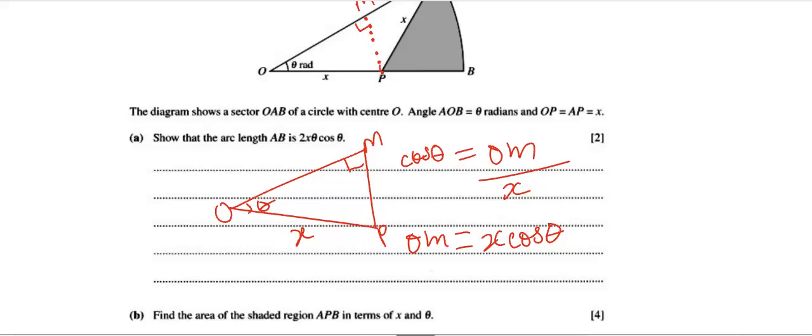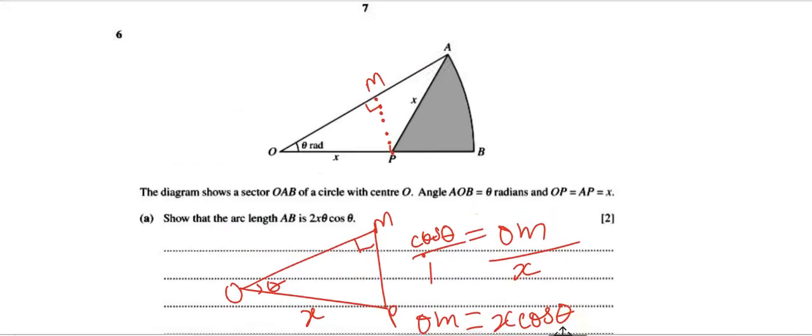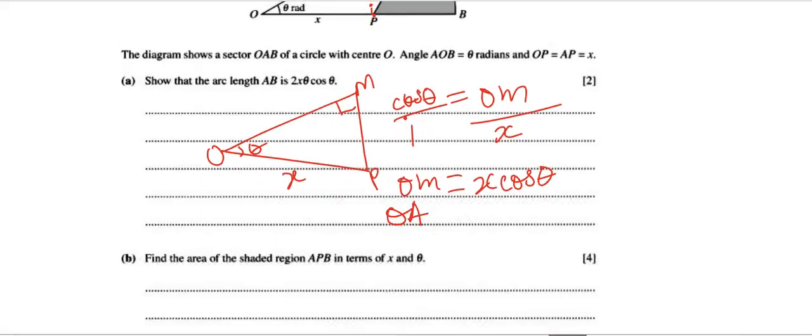X cosine of theta, if we multiply both sides. This is like dividing by 1. So we have OM equals x cosine of theta. So what will be OA therefore? When we go back to the original shape, OA becomes 2x cosine of theta.